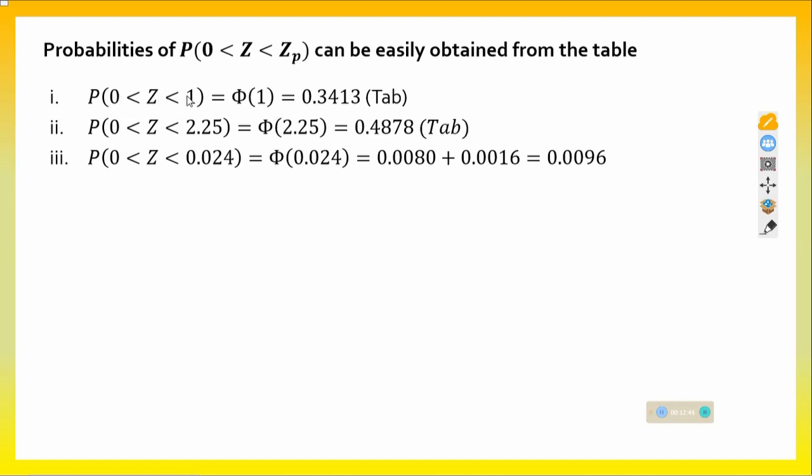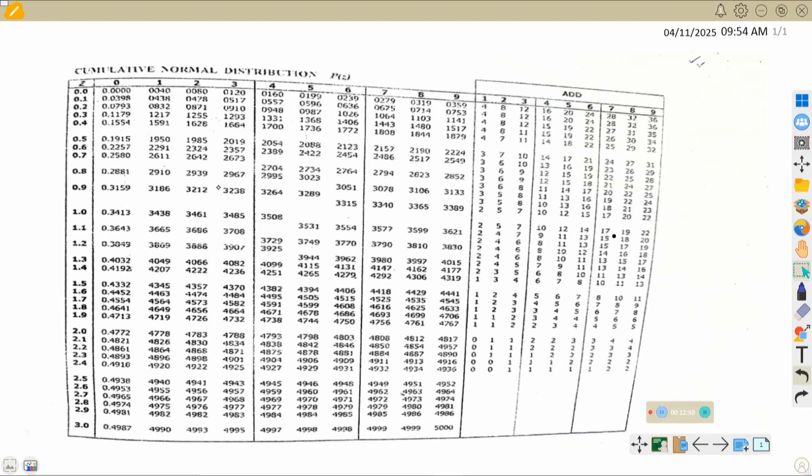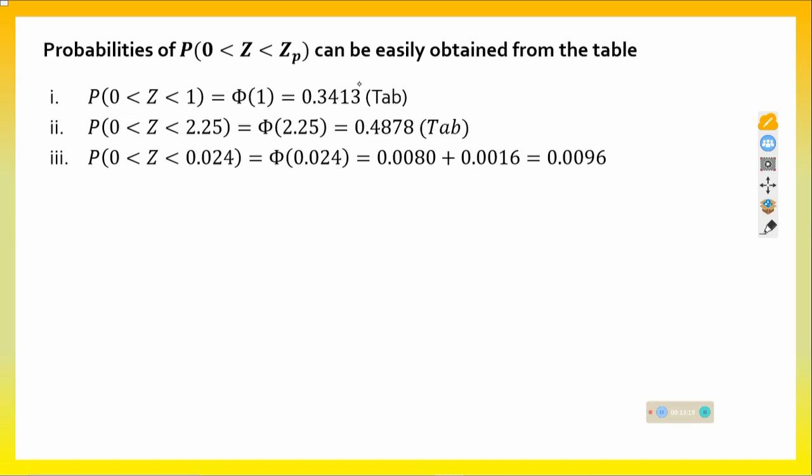So let us obtain the table reading of 1. We shall come to our table, and we look for the Z value where we have 1. 1 is here. So 1.0, but it is for 1, so it means we shall be taking 1.00. This value here is the value that we shall consider, 0.3413. So from here we have that value as 0.3413. So that is the value we obtain.